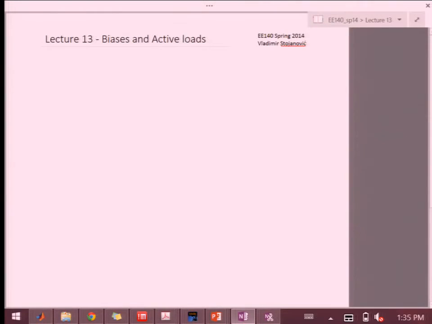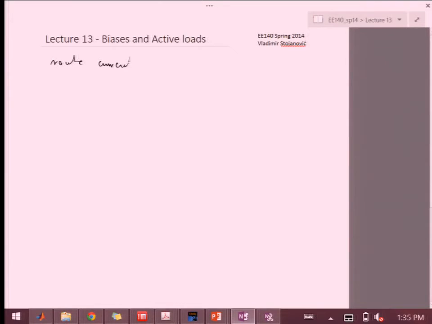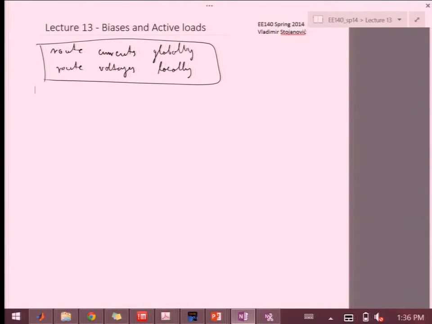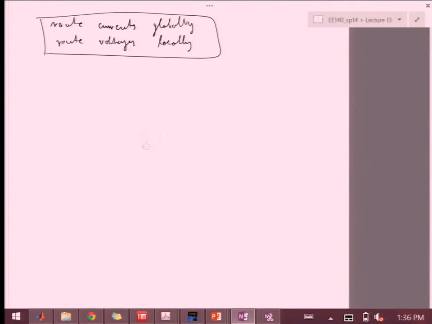So in summary, you would route currents globally and route voltages locally. Okay, that's kind of the moral here. Now, in addition to just routing stuff, we also want to control these current sources. We don't want them to always be on, because that's a lot of power consumption everywhere. So people usually design simple mechanisms to shut these devices off as controlled by the logic.